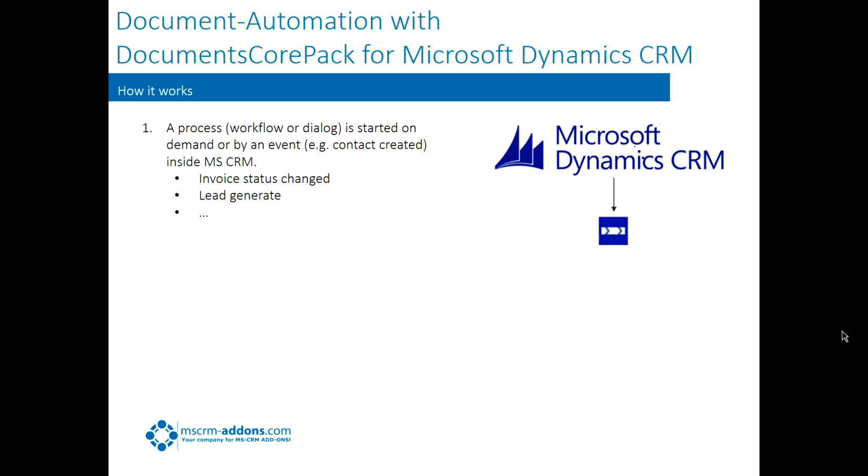Number one, we have a process that could be either a workflow or a dialogue, started or triggered by your user, or triggered by an event, like a contact being created. That's all done inside of CRM. A couple of good examples are invoice status changes or a lead being generated, etc.